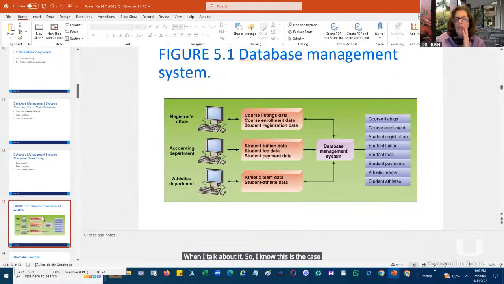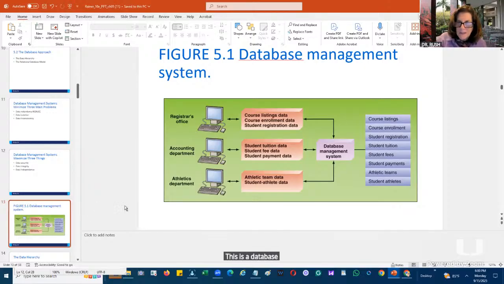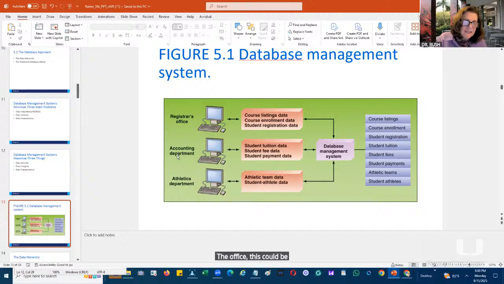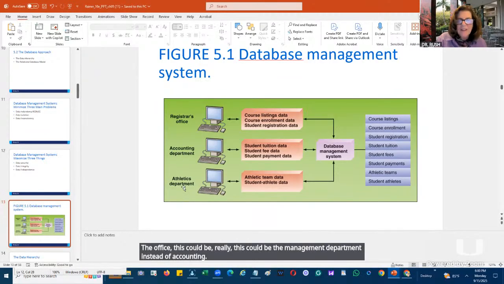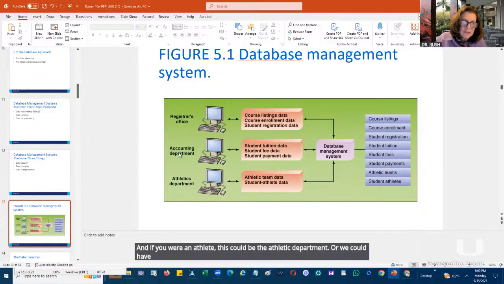And then if you look at this, this is a database management system. Do you see this, Cheyenne? Look at this for me. I have the registrar's office. This could be the management department instead of accounting. And if you're an athlete, this could be the athletic department. Or we could have one student that was an accounting major and an athlete.